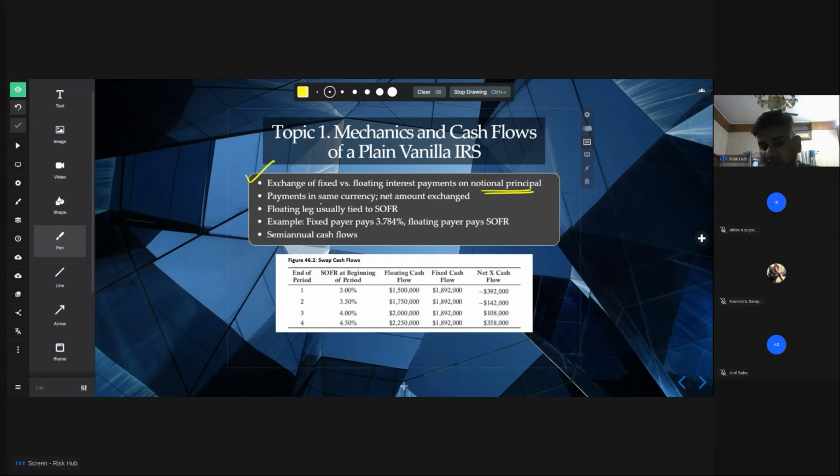Payments are generally in the same currencies, and net amounts are exchanged. It's not that you give the full amount. You say, okay, we'll calculate the value. One part is in profit, one part is in loss, right? What is the net value? You exchange it, so the net amount is exchanged, not the total amount.